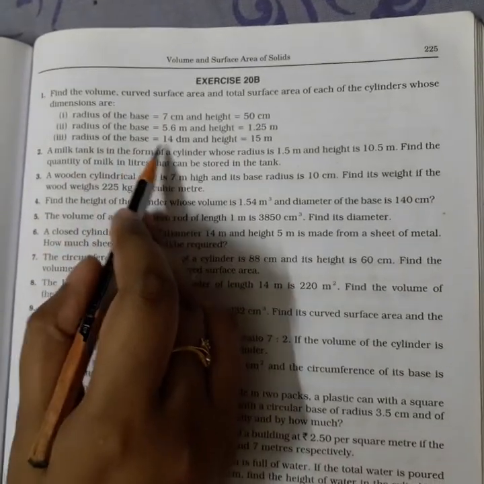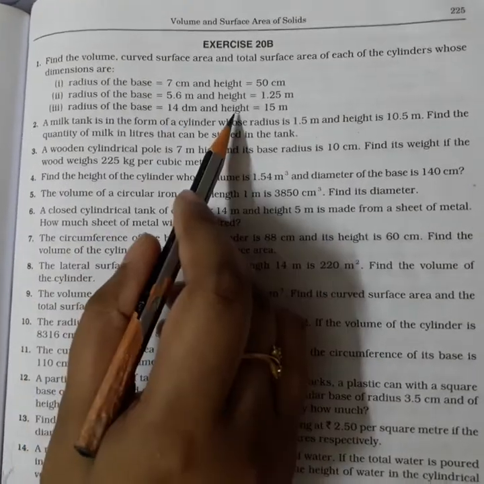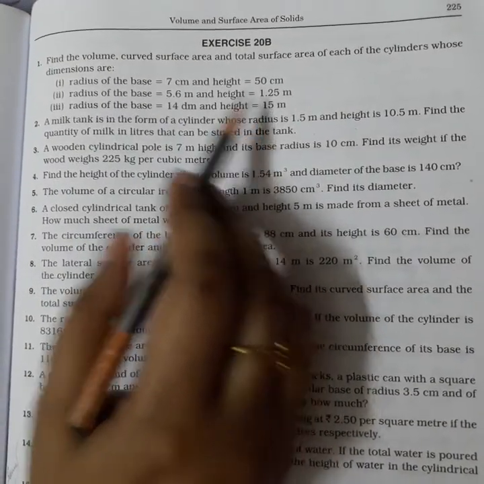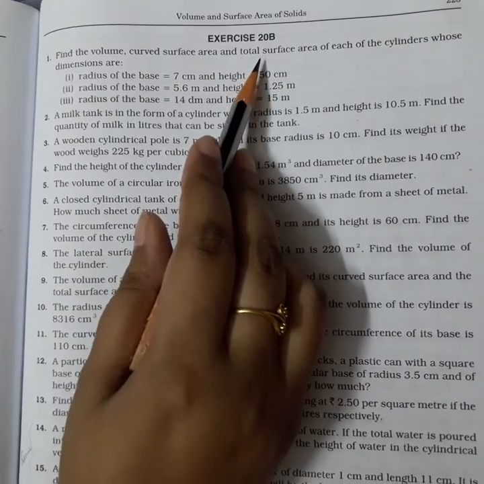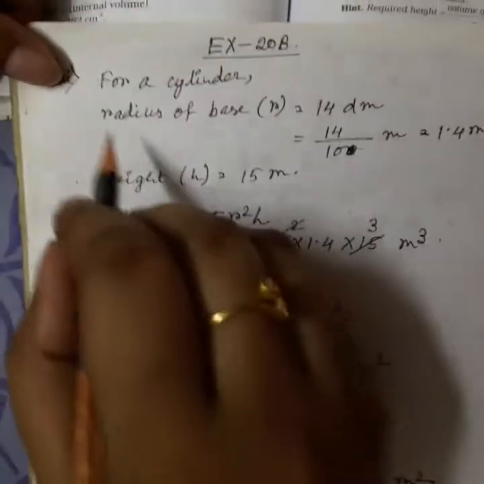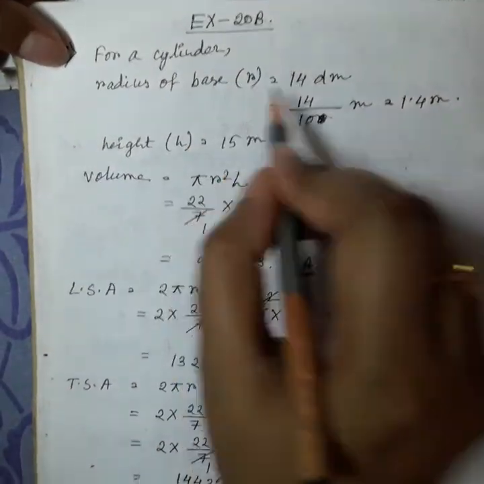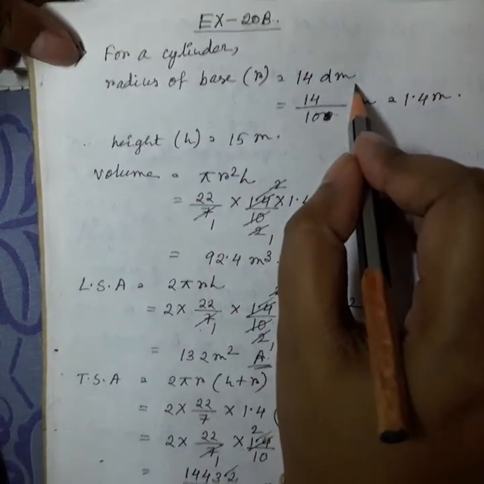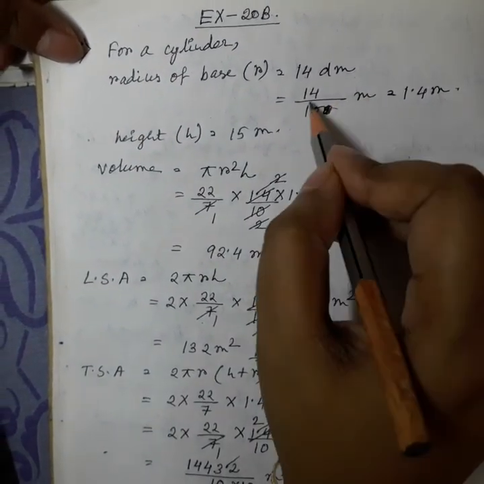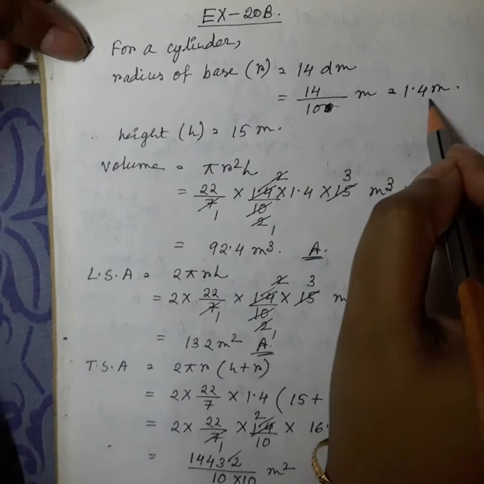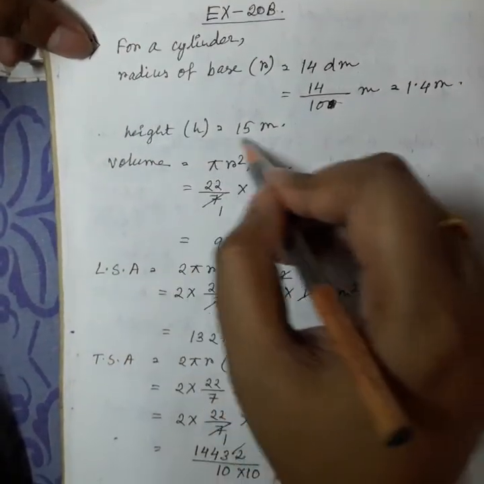Question number 1. Number 3 I have solved. Here the radius of the base, that means small r, is given. H is given 15 meter. You have to find volume, curved surface area and total surface area. Very simple, just you have to put the formula. For the cylinder, radius of the base r equal to 14 decimeter. Height is given in meter, that's why from decimeter we have converted in meter, dividing by 10. 1.4 meter. Height means h 15 meter.